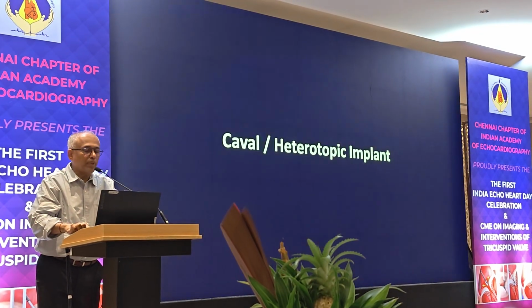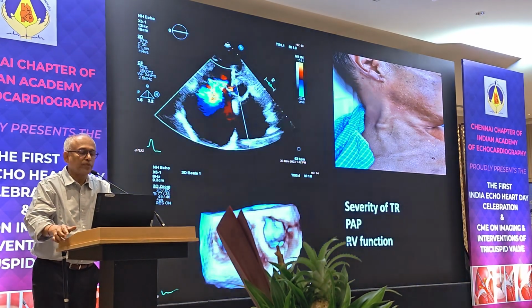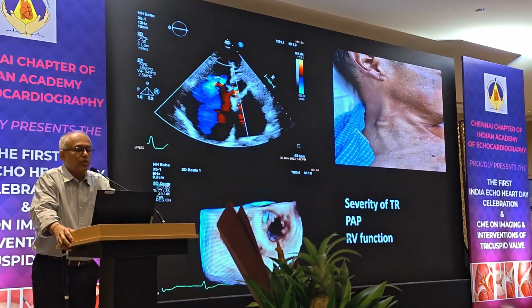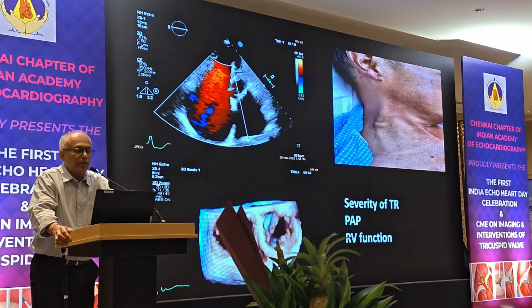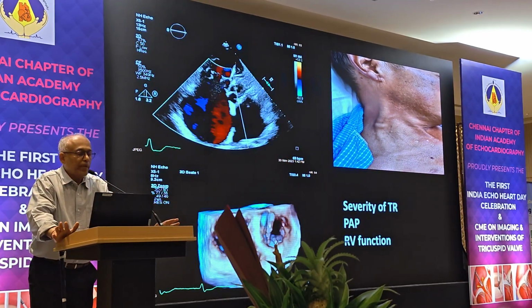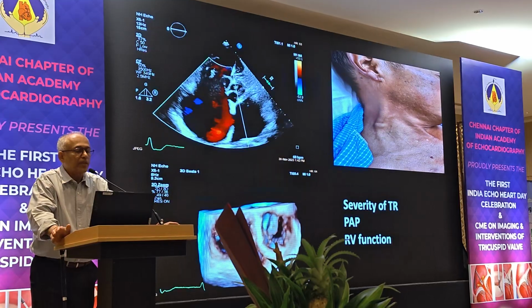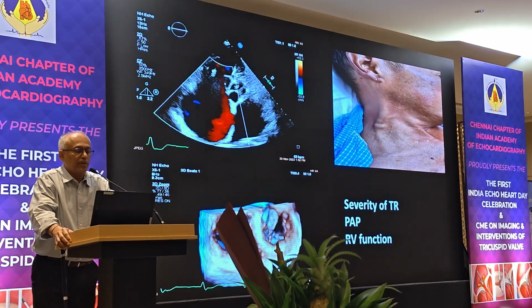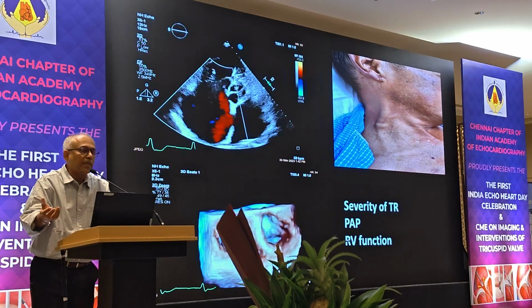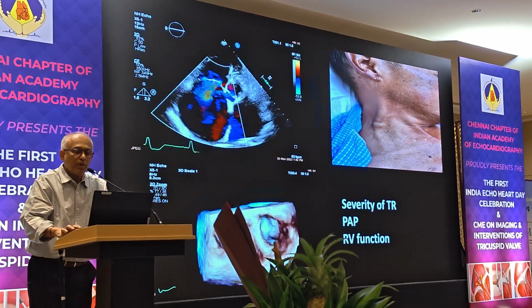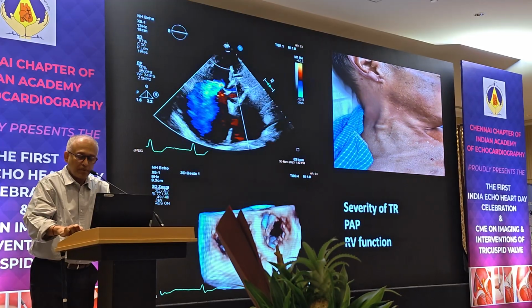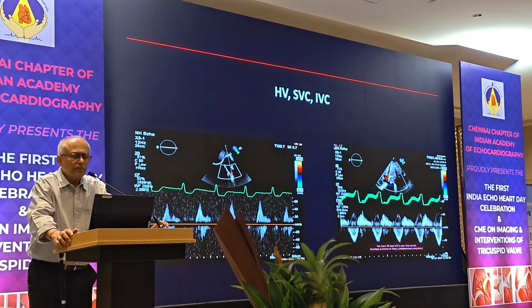Now coming to the caval one, the heterotopic implant. So here again establishing significant TR here. So the idea of caval implant is not to bring down the TR, but to reduce the influx, the reflux of the TR into the IVC and try to reduce the congestion over here. So this is a very classic patient. You have a very prominent JVP, and then you have a leaflet which is seen on 3D.